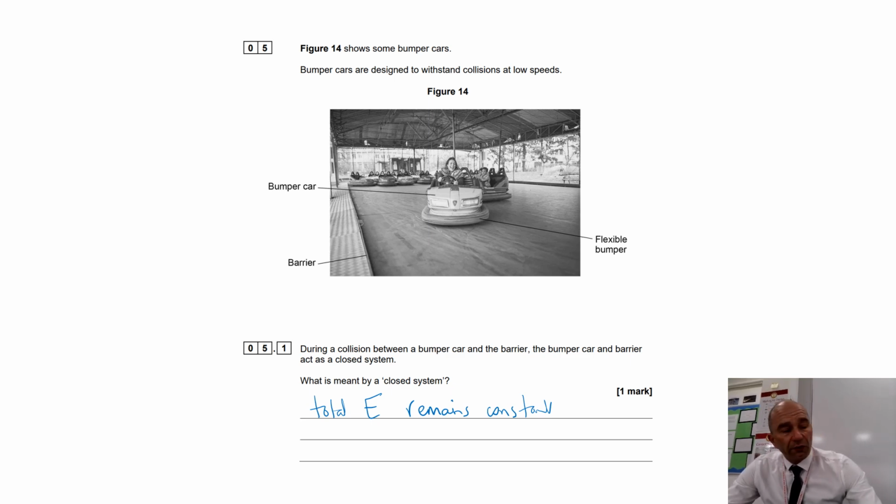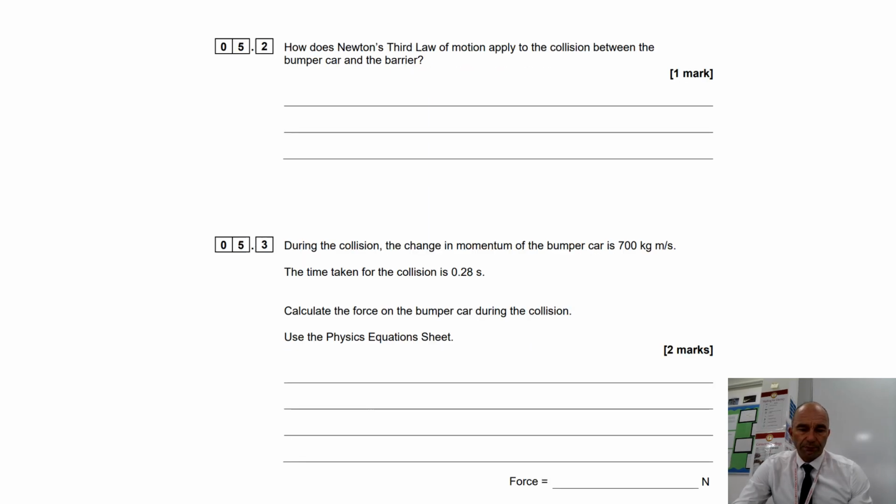You could also talk about the fact that the total momentum of the car and the barrier before the crash equals the total momentum of the car and the barrier after the crash. It's up to you which way you go for that one. Generally I'd go down the energy route, but either way you're still going to get the mark.